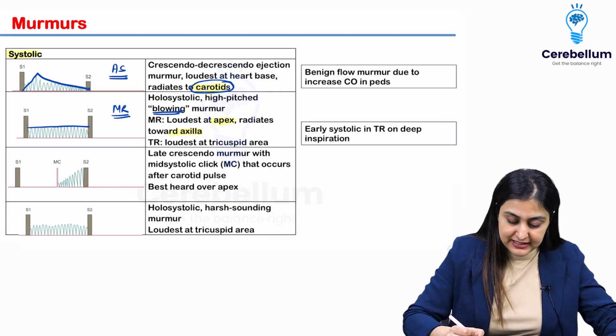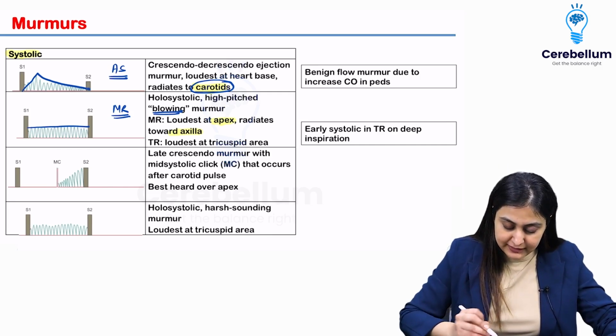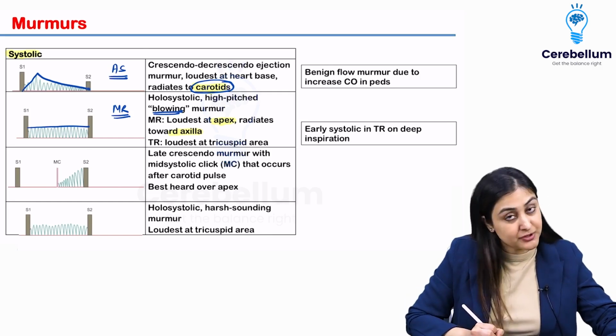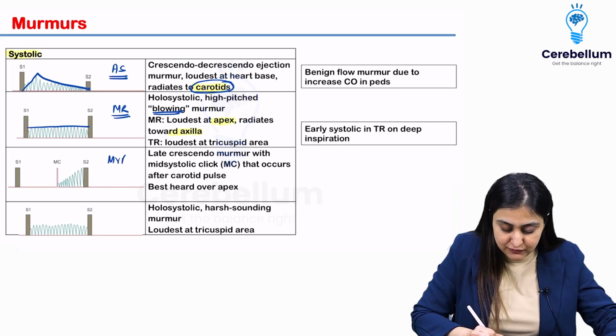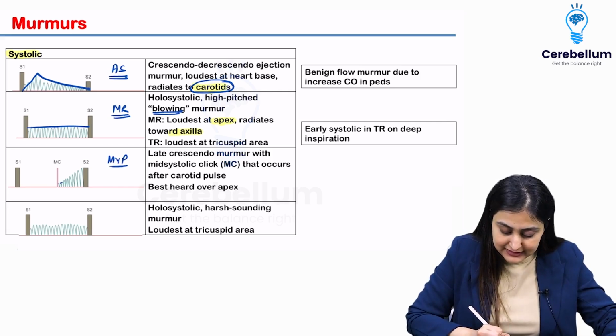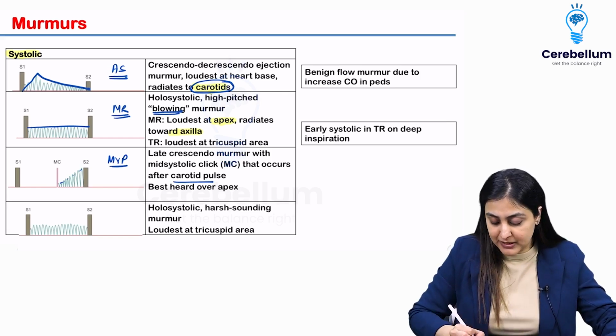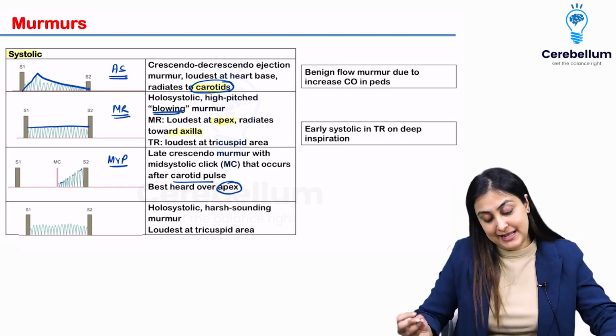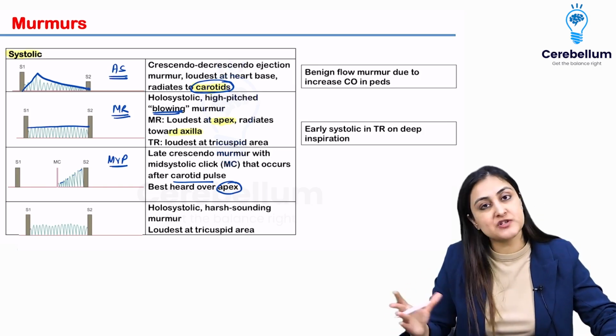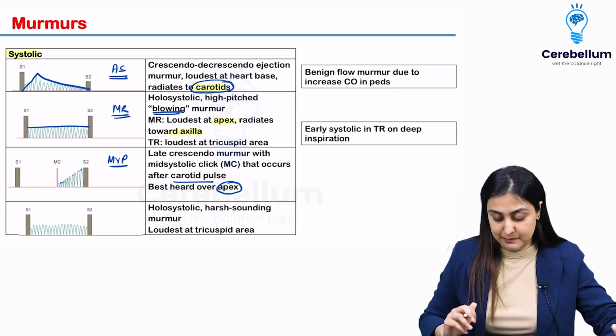Now, what do we see here? We have a mid-systolic click, followed by which you're going to have a murmur. Do you remember this? This is mitral valve prolapse, a mid-systolic click, and then you have a crescendo murmur. Again, this could be after the pulse, and this is best heard over the apex. Anything with the mitral valve is going to be best heard at the apex, okay?